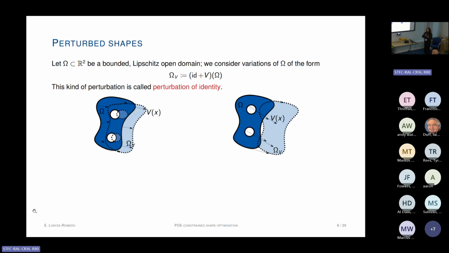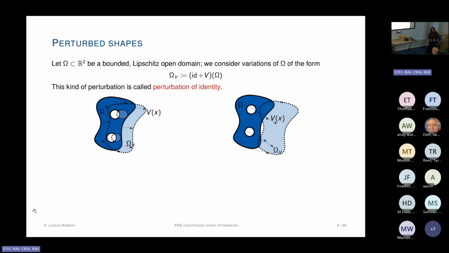This is one of the ways of doing it, and it's called perturbation of identity. As the name states, we just want to have a vector field, in this case V, which tells me how I'm going to deform or move my mesh. You can have different kinds, right? You can have something like on the left, where, for example, if my shape has two inclusions, after I apply this vector field I also have two inclusions, meaning that I keep the topology of my shape. But it can also happen that I end up with something that has no inclusions anymore because my vector field behaves in a weird way, right?